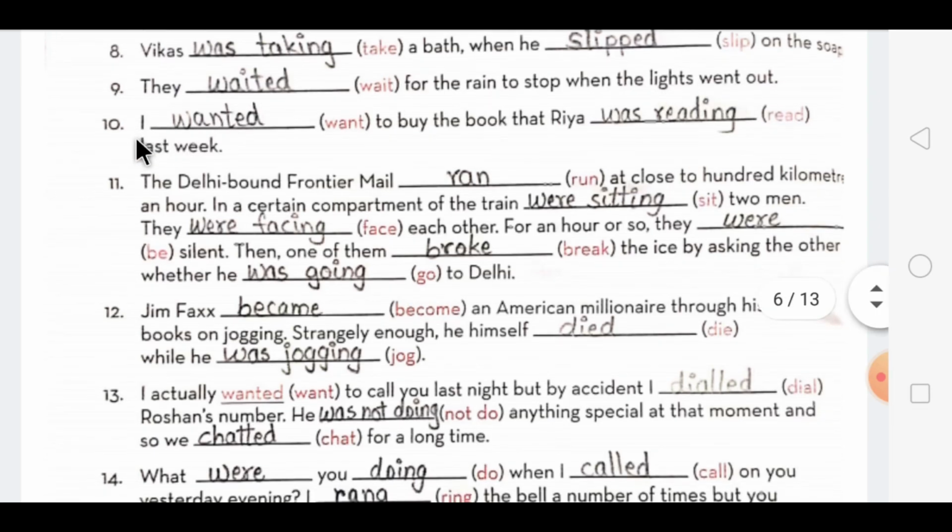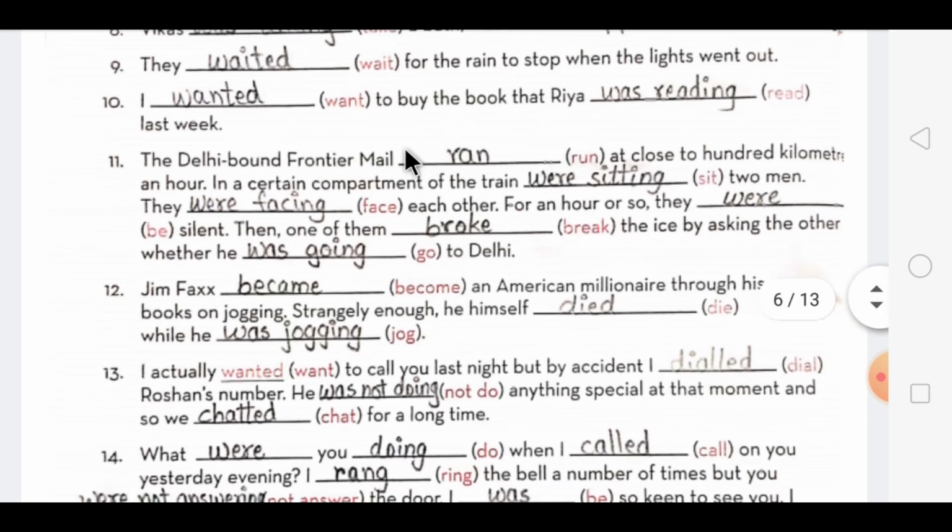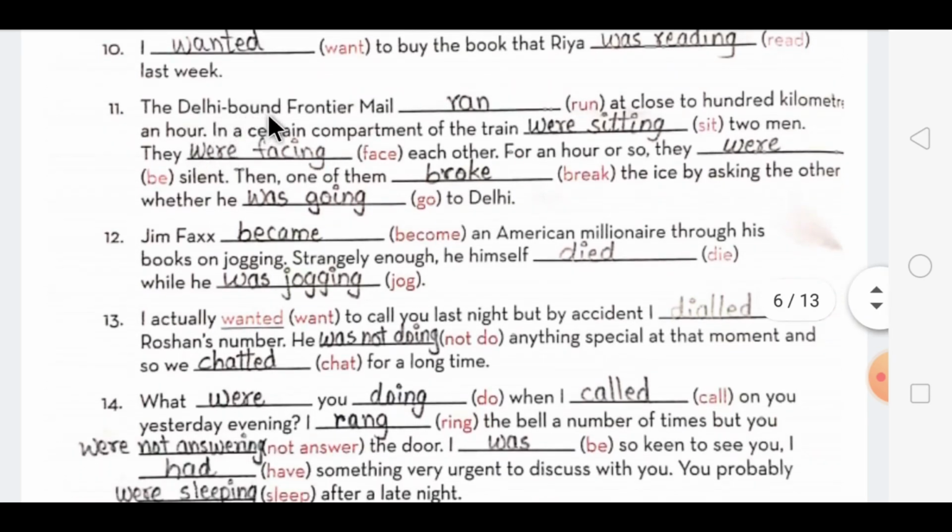Tenth one, I wanted to buy the books that Riya was reading last week. Again the same thing is over here. This is a short action, so we used V2 form, and this action is going on for a long time, so we used the past continuous form of the verb. Then the 11th one, the Delhi bound Frontier Mail ran, short action, at close to 100 km an hour.